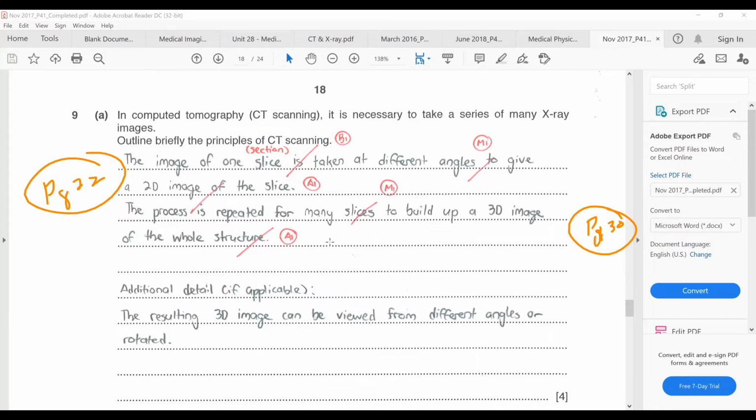Okay. Now, in the other older past year questions, which talks about principles of CT scanning, these were the other points that they would have used. Okay. The process is repeated for many slices to build a 3D image of the whole structure. The resulting image can be viewed from different angles or rotated. This one would have been another point.